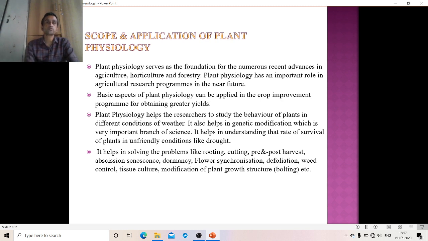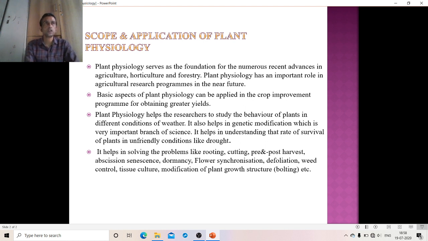Means the main scope of plant physiology in agriculture. We know that more than 50% of the population of India depends on agriculture. When we plant a particular agricultural crop in our field, for example, economically important plants like sugarcane, cotton, and many food plants, we know the physiology of that particular plant. Then we plant this plant in our field. This is one of the scopes of plant physiology in agriculture.